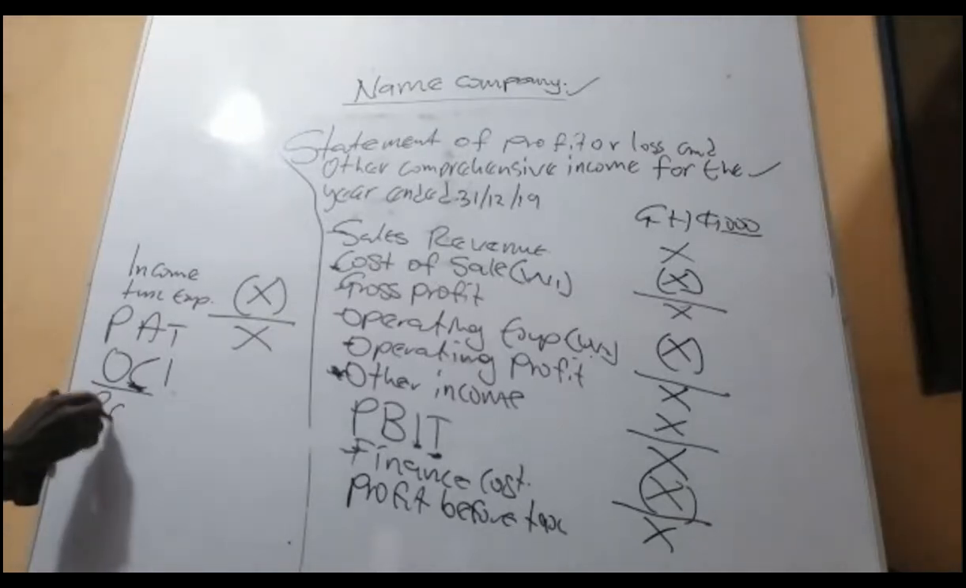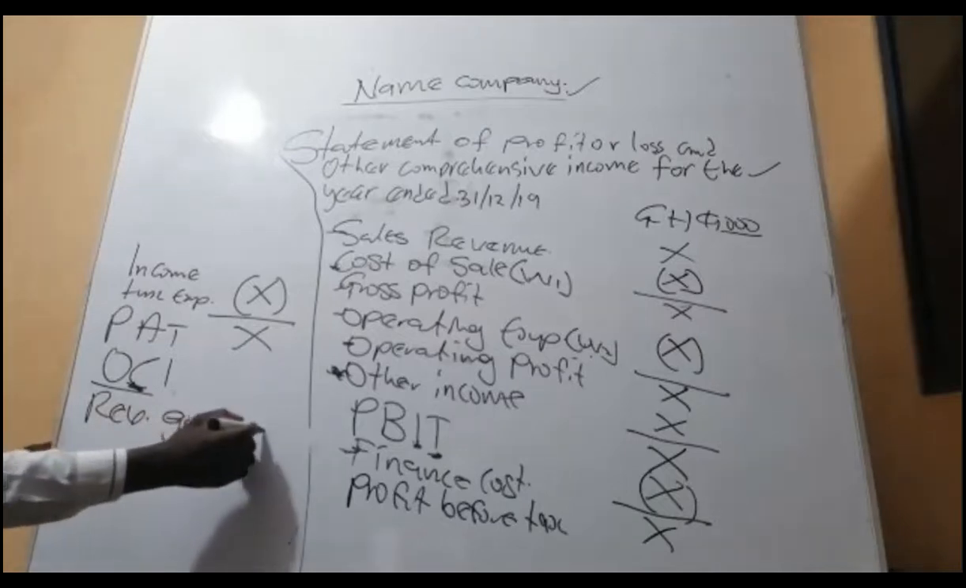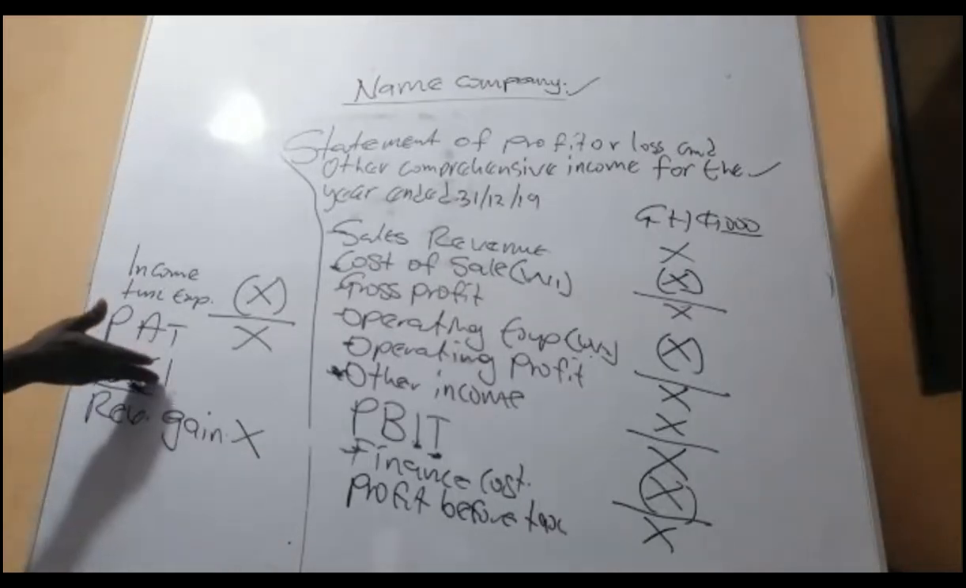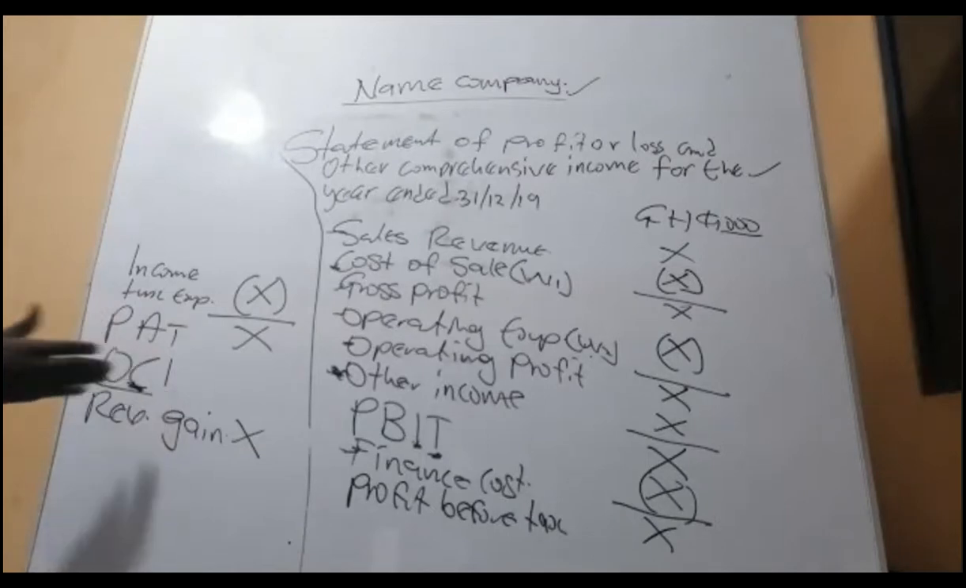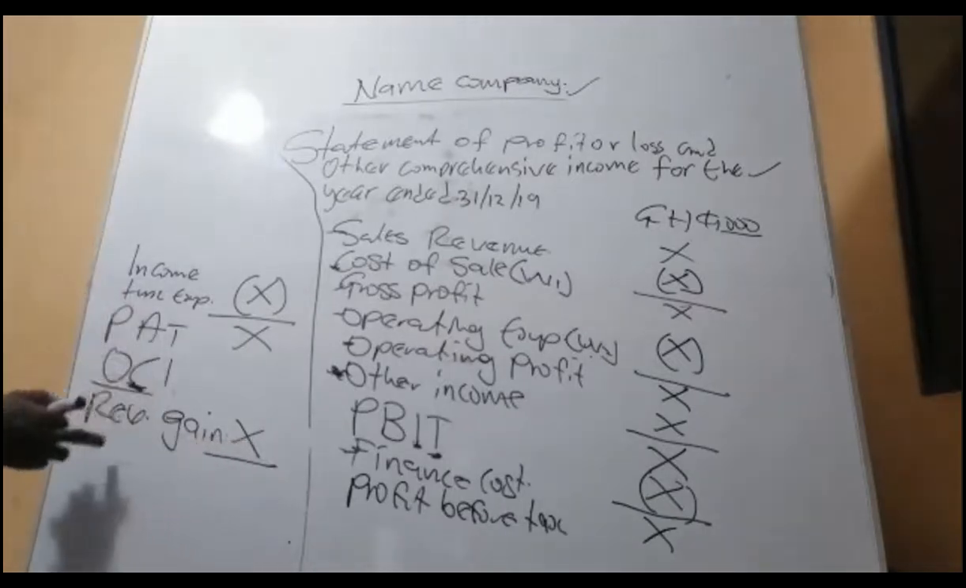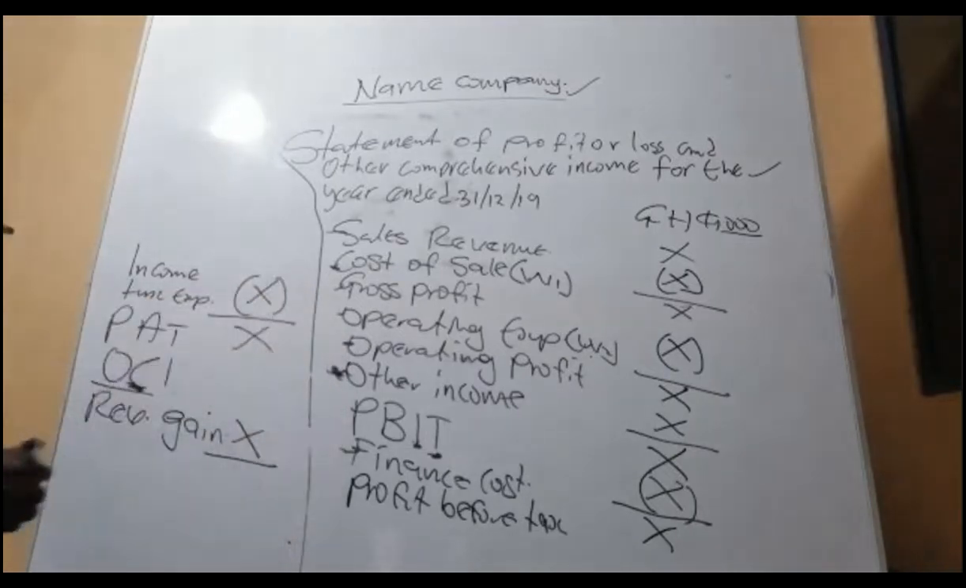So what I did, we call it revaluation gain. We will call it here revaluation gain, so you bring it here. Now there are so many items that go to other comprehensive income, but for the purpose of our studies, we are going to be limited to the revaluation gain. So if it is a gain, it will come here. If it's a loss, operating expenses.